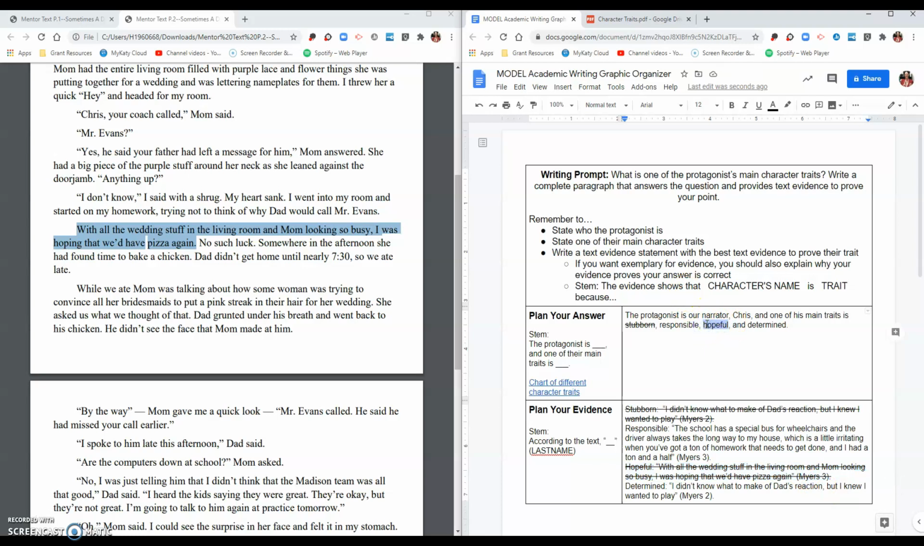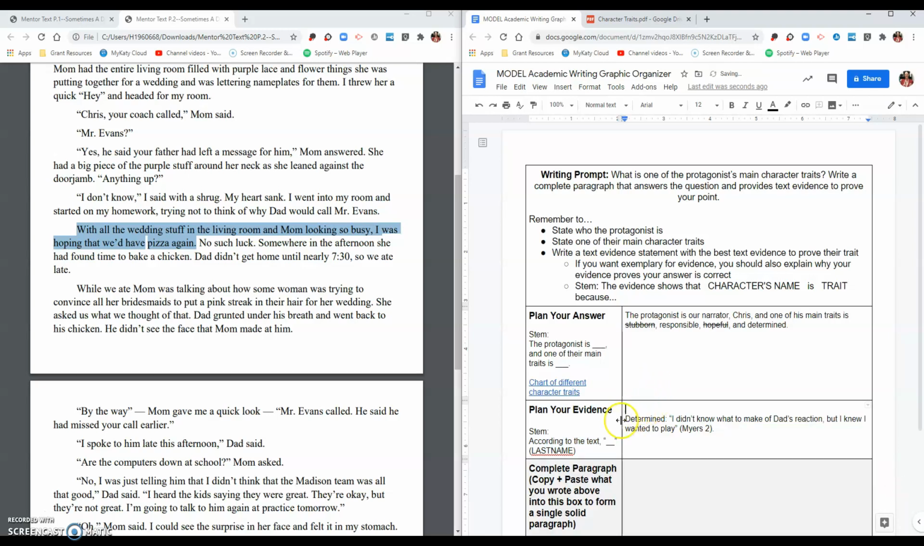So now I'm down to responsible and determined. Which one do I think is my strongest piece of evidence? I don't think that my responsible answer is as strong as determined because our character shows his determination throughout the entire story. He never gives up and continues to want to play no matter how his dad feels about the game. So I'm going to cross this out. I think determined is going to be my strongest piece of evidence and my best character trait. So I'll cross that out. And actually, now that I've crossed all of those out, I'm just going to delete this because I don't need them anymore.